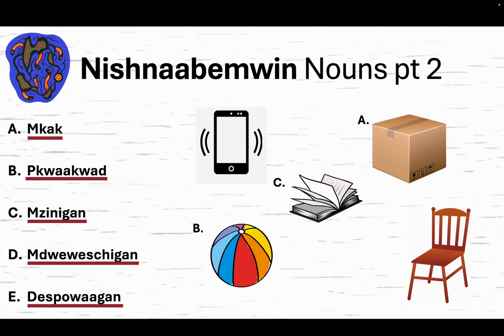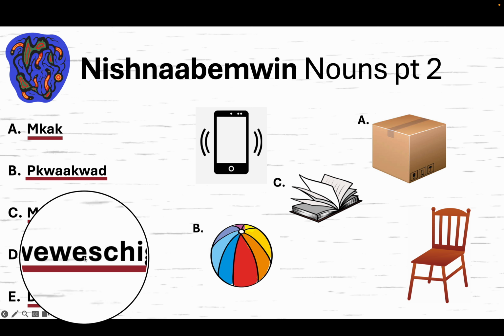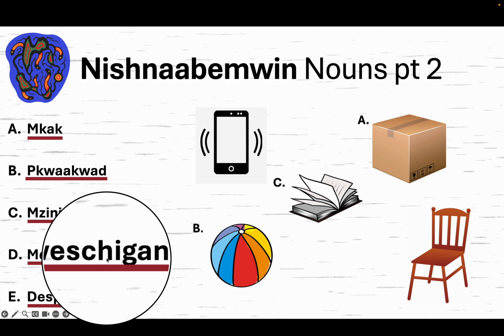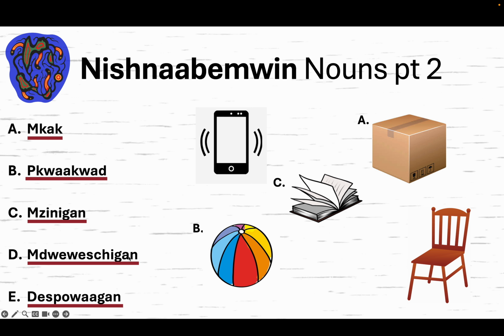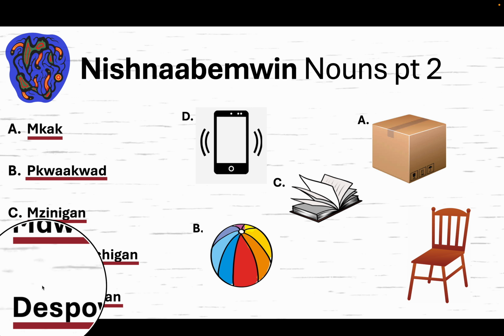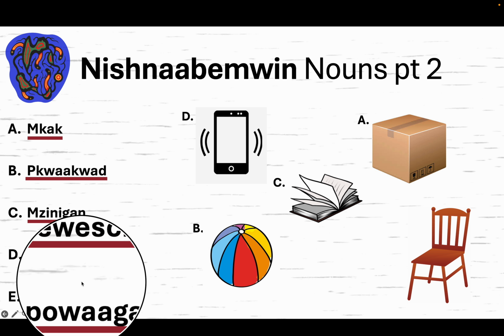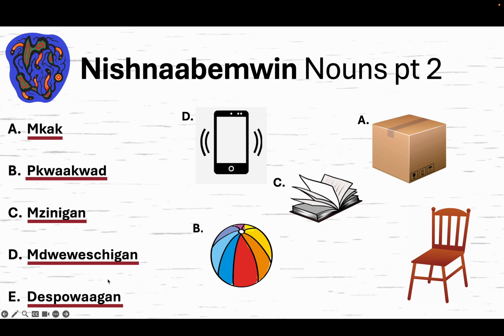The next word we have is mdweweschigan. Mdweweschigan means phone. And the last word here we have is despawagan. Despawagan means chair. Please give the students time to write down the English translations for their Ojibwe words in their notes before we move on. All right, let's move on.